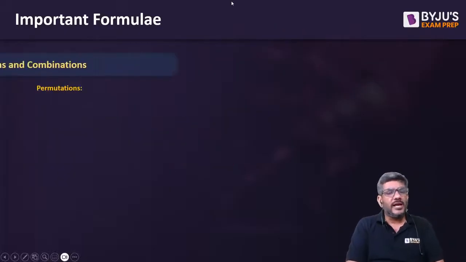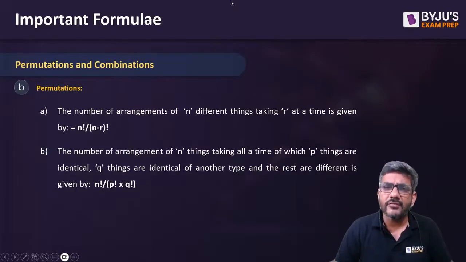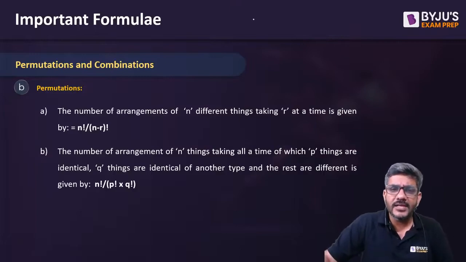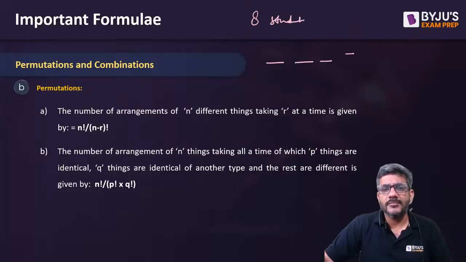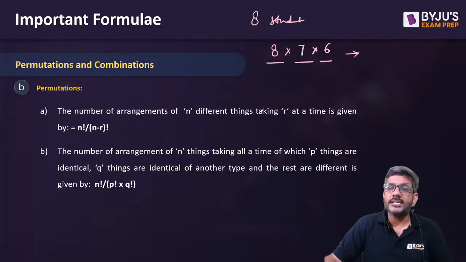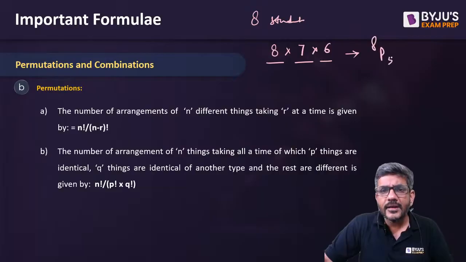Next, when I talk about permutation, honestly speaking, I've never used permutation because I feel permutation is nothing but the fundamental principle of counting. If I tell you that there are 8 students, in how many ways can 3 of them sit in a row of benches? The first person can sit in 8 ways. The second seat can be filled in 7 ways. The third seat can be filled in 6 ways. 8 into 7 into 6. This actually is equal to 8P3.